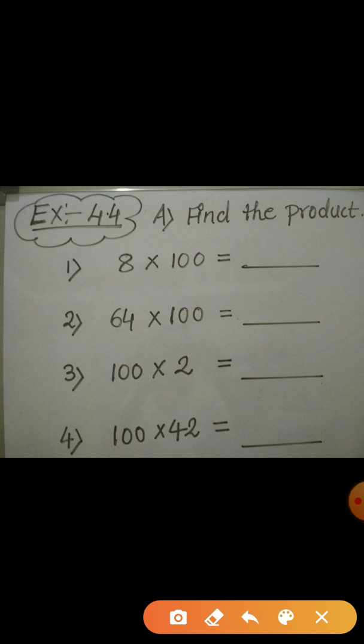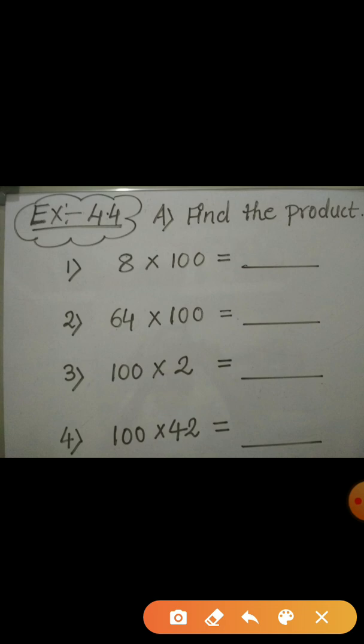Here I have taken few examples from the exercise 4.4 given in the question number A. Here we have to find out the product of the two given numbers. See the first example. What will be the product of 8 and 100? To multiply a number by 100, we always keep two zeros to the right of a number. Here the number is 8. So I am going to write down the number first, that is the number 8, and then I keep two zeros to the right of the number. Hence the product is 800.